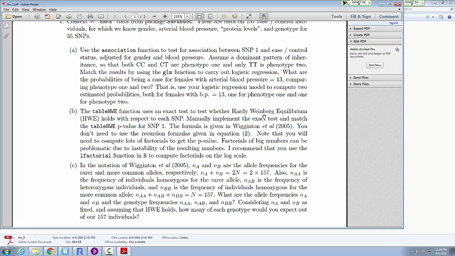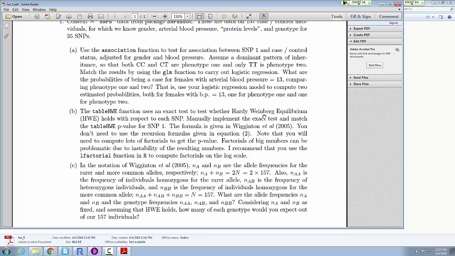So, when you do GWAS, like when you use the association function, you're going to get back as part of the output a p-value that is for testing this equilibrium. Does it look like this SNP is under equilibrium, yes or no? If it's not, then you want to think a little more about that SNP. There might be a problem with that SNP, or it might tell you something else.